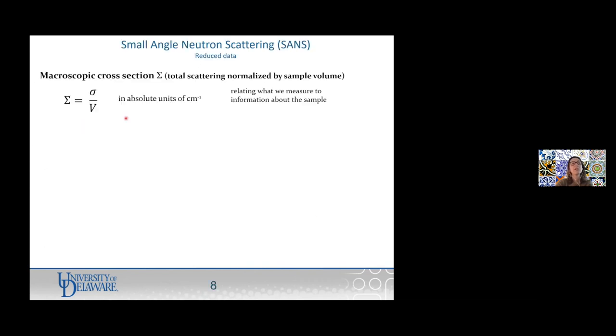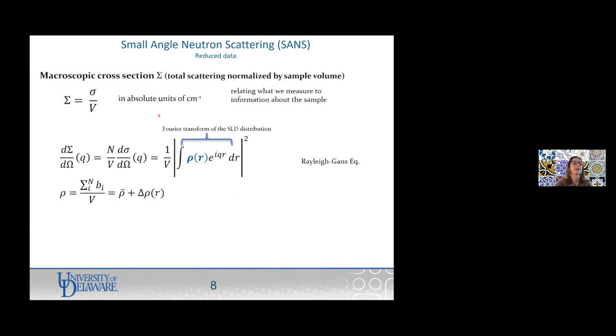Now the result that we want in the end, of course, is not the one for the one nucleus. You want the result for your full sample. So we normalize the microscopic cross section here to the entire volume of the sample, so that we then can compare results measured in different experiments or with different samples. And once your data is reduced, you get to absolute units of centimeter minus one. So in the tutorial, you'll use data that is already reduced. So the units of the intensities there are centimeters minus one. And this is the information that we can actually relate to the information on our sample that we want from our experiment.